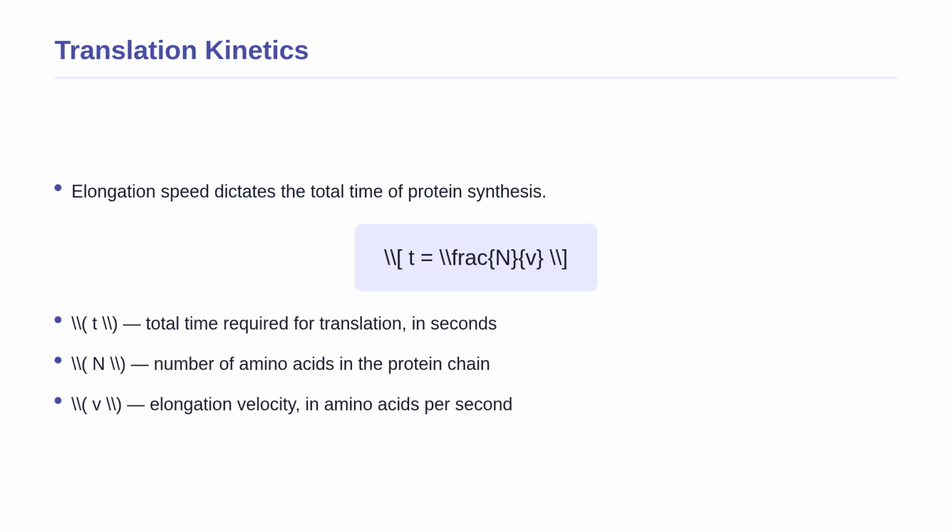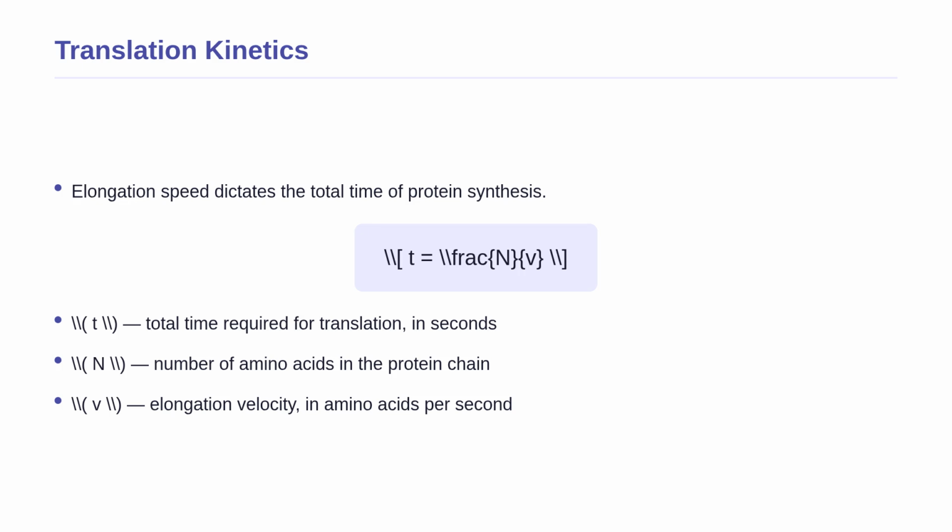We can model this using a simple kinematic equation. T equals N divided by V. Conceptually, this is just like calculating the time it takes to drive a certain distance at a certain speed. Here, the variable T represents the total time in seconds required to completely translate the protein. The variable N is the total number of amino acids in the protein chain, which acts as our distance. The variable V represents the elongation velocity, measured in amino acids added per second.